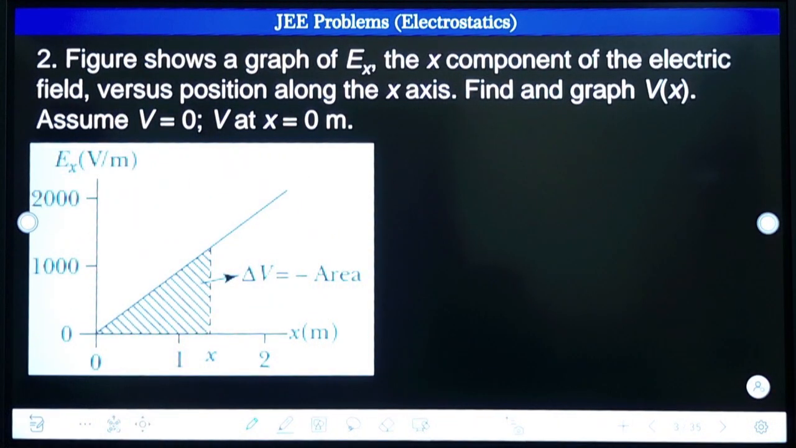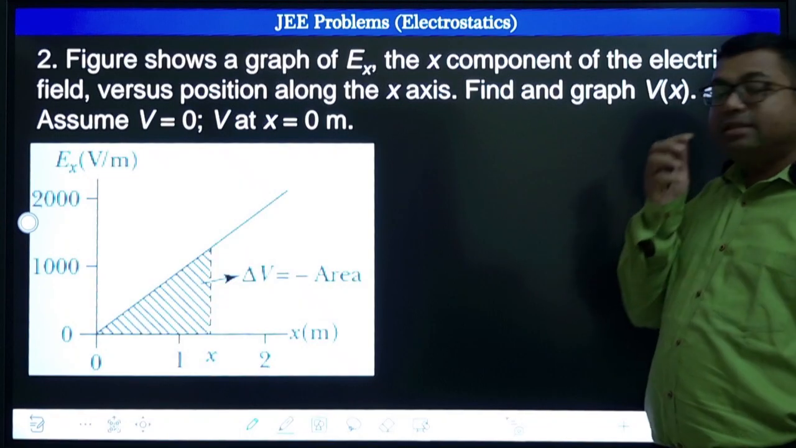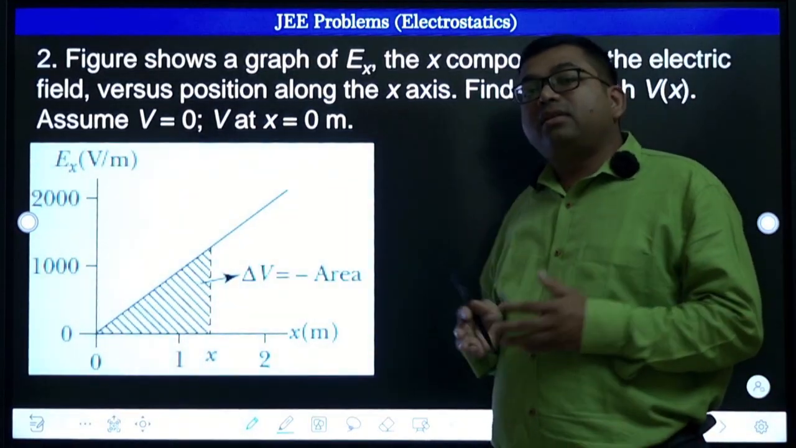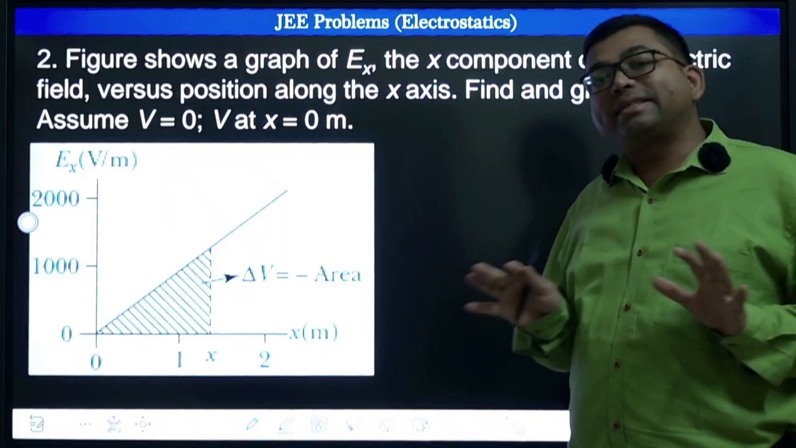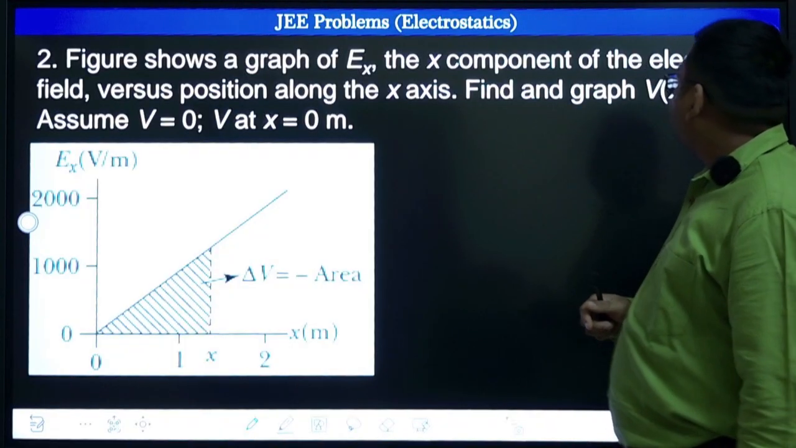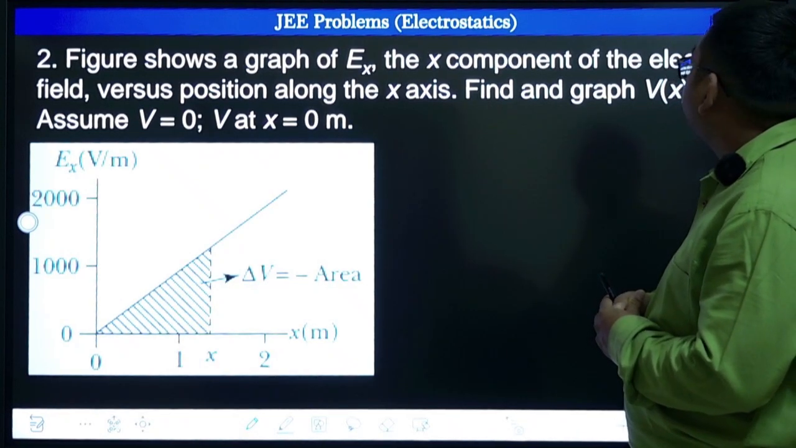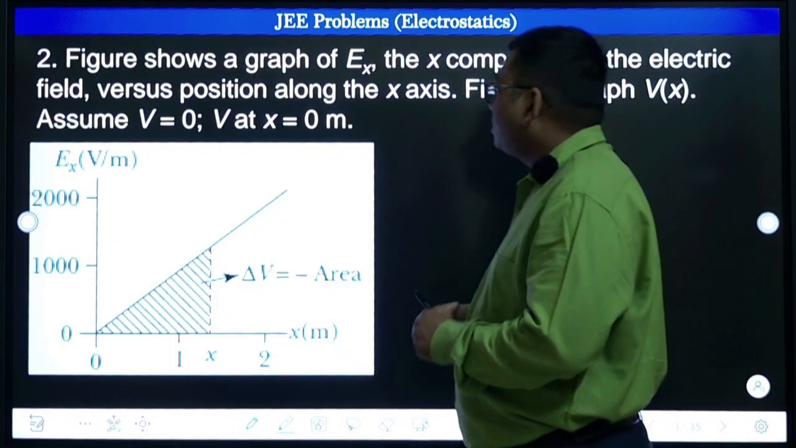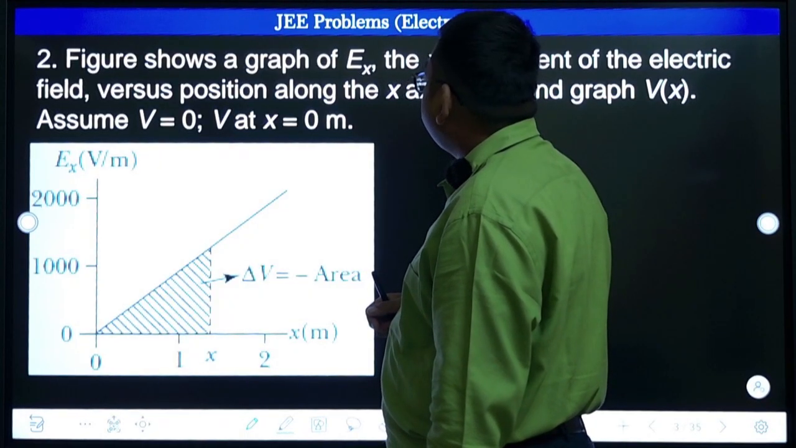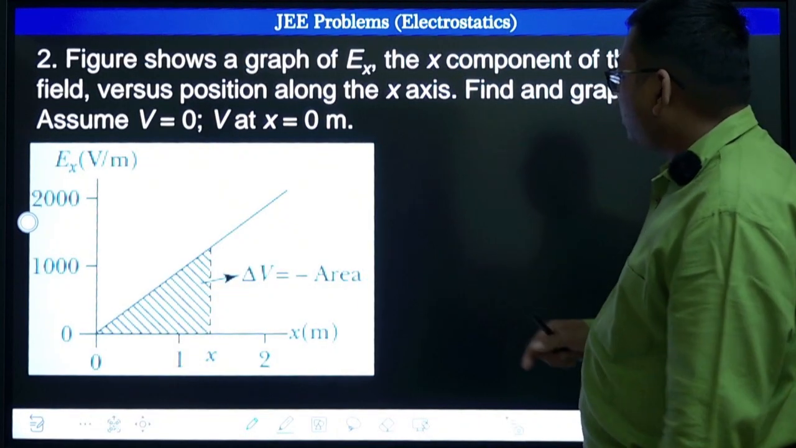Okay, let us go to question number 2. What this question says: figure shows a graph of, again this question is almost similar to that. The graph is between field and distance, and this is only along the x component, right? So the components are given, right? Okay, find and draw. I think we need to draw the graph also, and we need to find potentials, right? Assume V equal to 0, V at x is equal to 0. So let us take that potential is 0, and to some point we need to calculate potential.